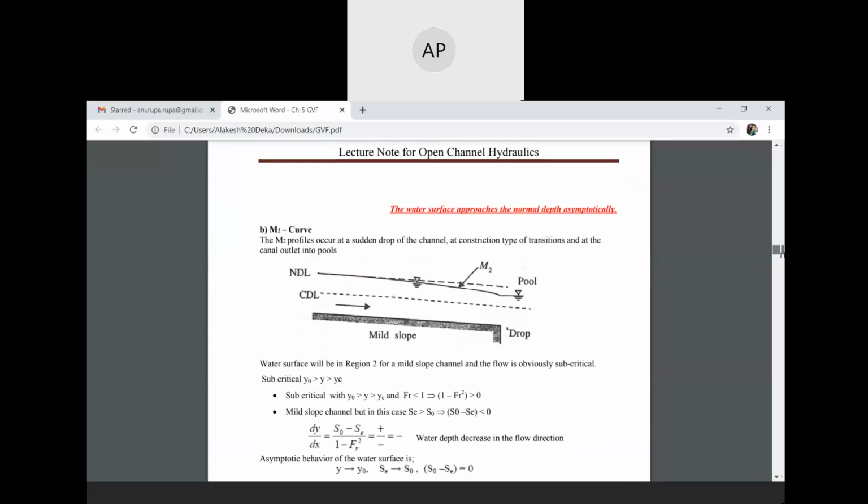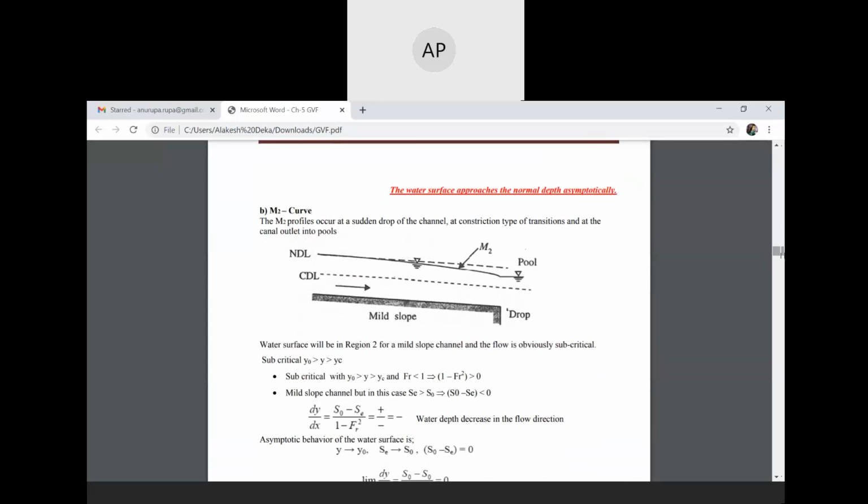This is the M2 profile. When there is a sudden drop of the channel, then M2 profile exists.